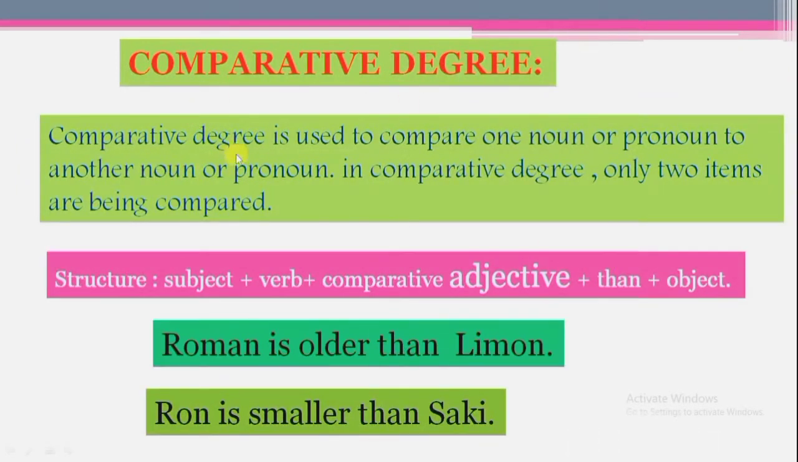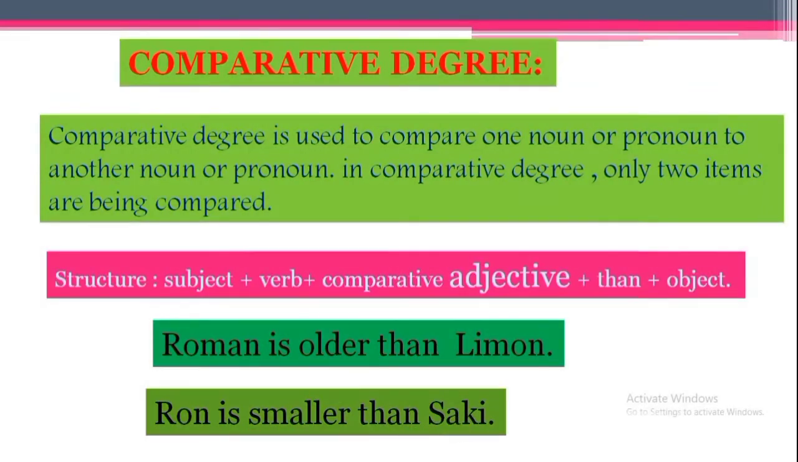Comparative degree. Comparative degree is used to compare one noun or pronoun to another noun or pronoun. In comparative degree, only two items are being compared. Structure: subject, verb, comparative adjective, then, and object. Roman is older than Lemon. Ron is smaller than Saki. In these sentences, we can find "than" and compare two nouns, Roman and Lemon, Ron and Saki. These are comparative degree.